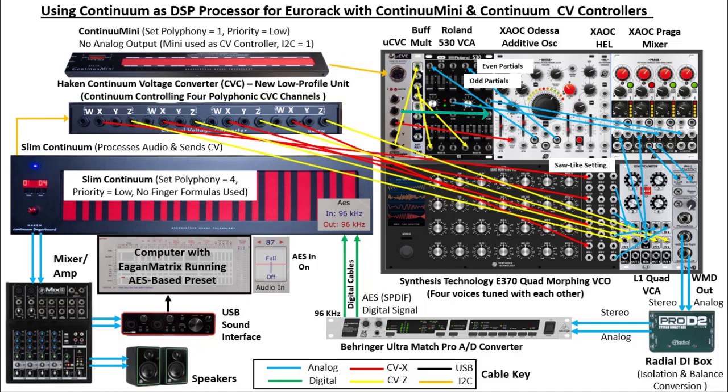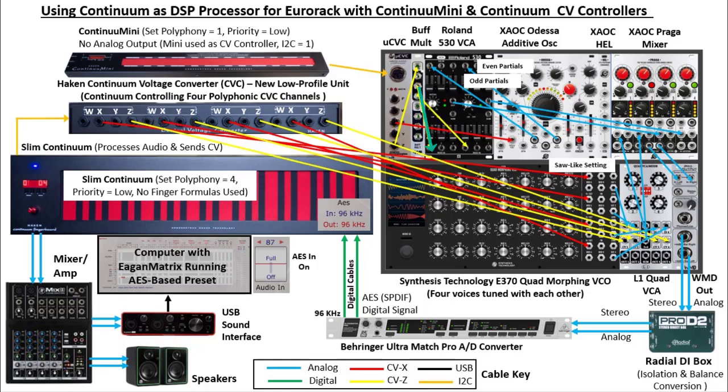So I'll connect the Continuum Mini up. I'll send my 1 volt per octave output into the input of the oscillator. I'll send my Z output into a buffered mult where I can take 2 signals out from there and drive a VCA, because I'm going to want to send even harmonics to one of those channels and odd harmonics to the other and mix them together in a mixer.